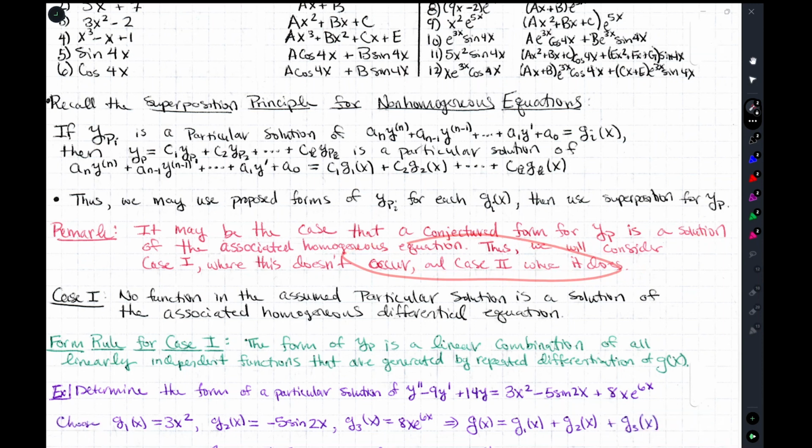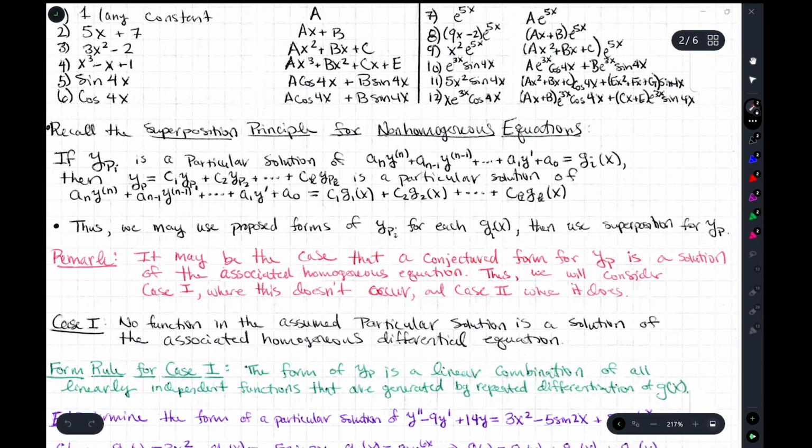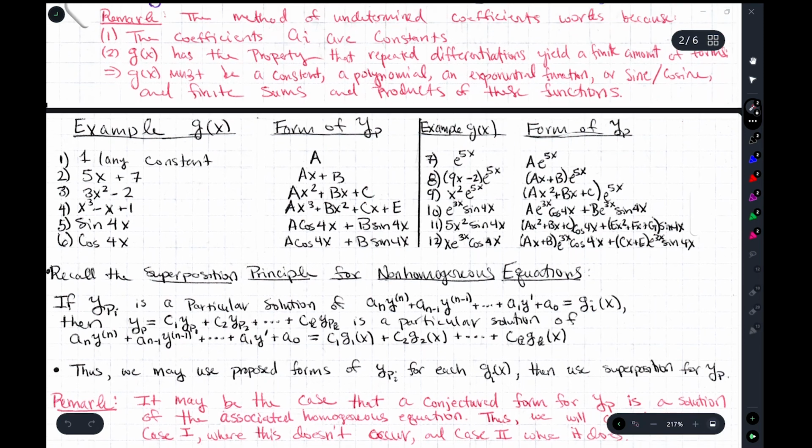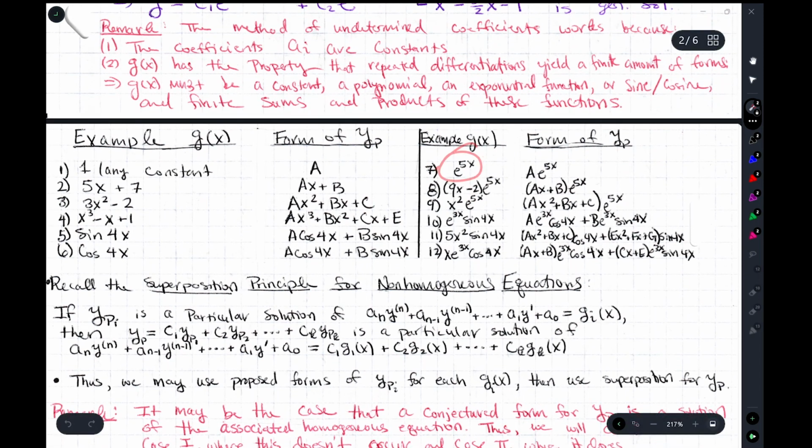So what does that mean? That means that, say on the right-hand side we have this e to the 5x, but in the complementary function, we also have an e to the 5x. So then we know that when we plug that form into the differential equation, we're going to get 0 on the right-hand side, not g of x, and so we're not getting a particular solution.